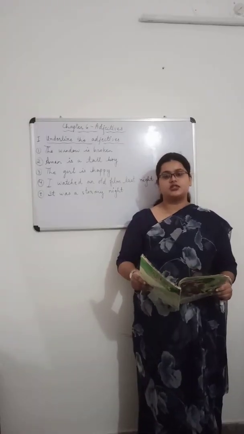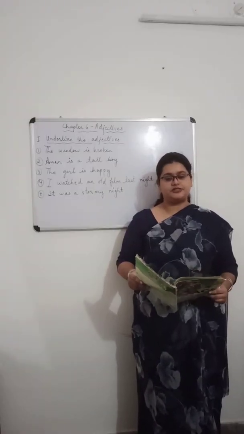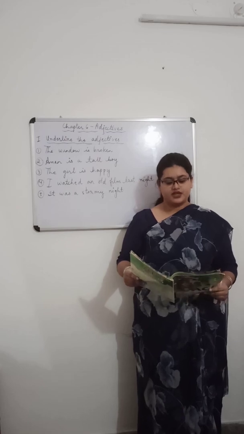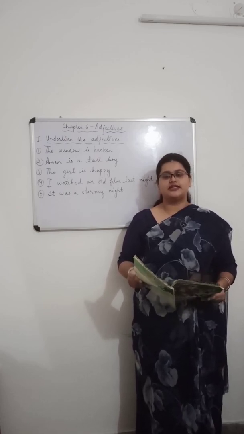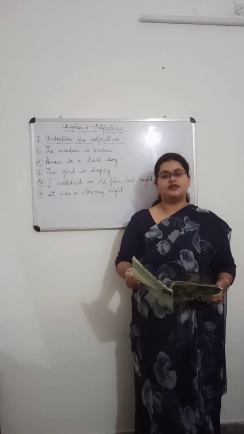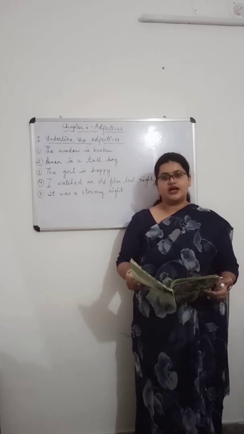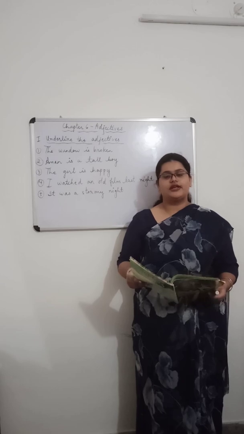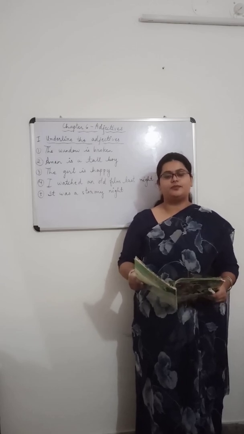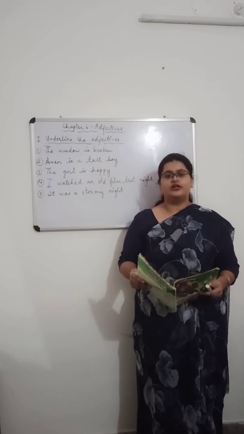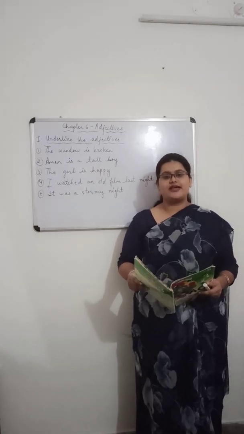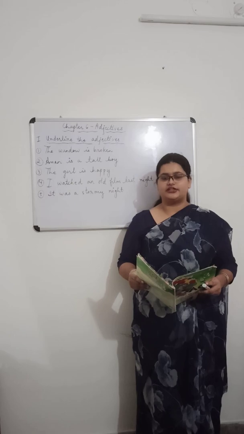Okay children, so now let's revise chapter number 6, adjectives. What are adjectives? Adjectives are those words that are used to describe a noun. What is a noun? You all know nouns are the name of an animal, person, place or thing. So any word that is used to describe a noun is known as an adjective.